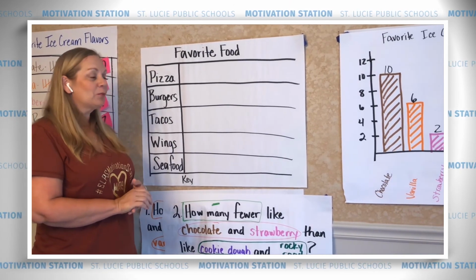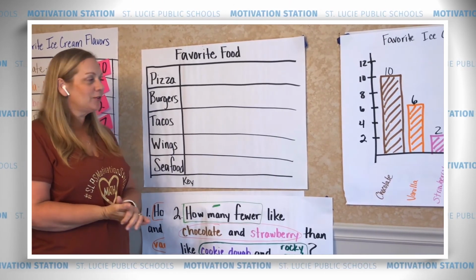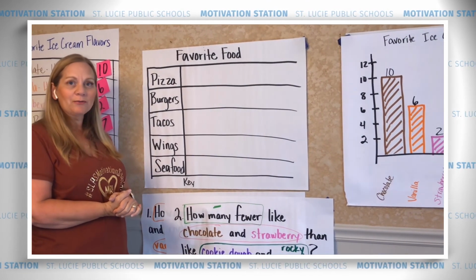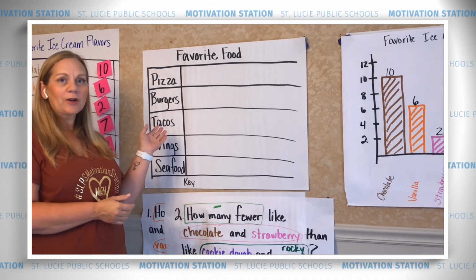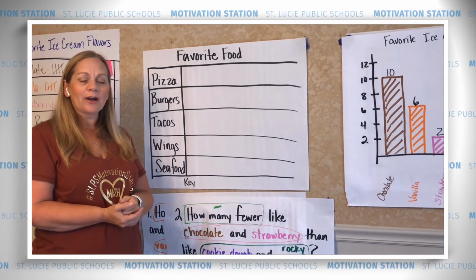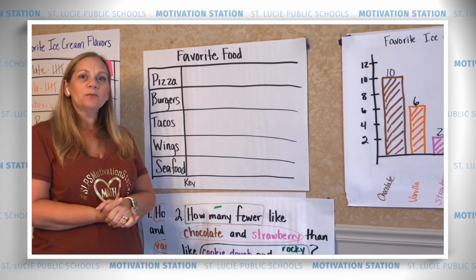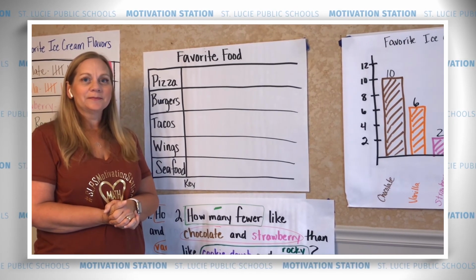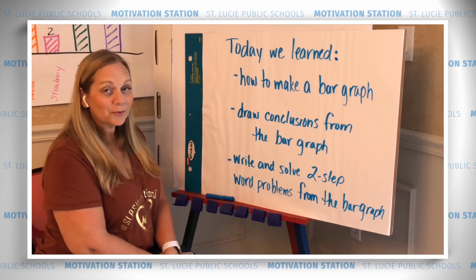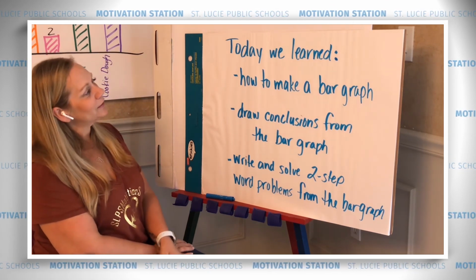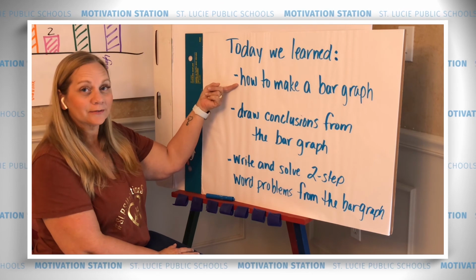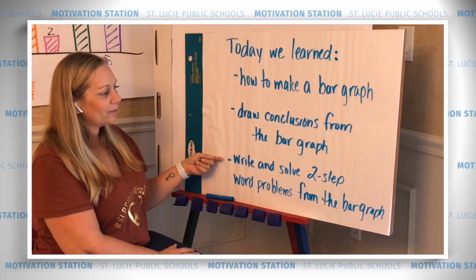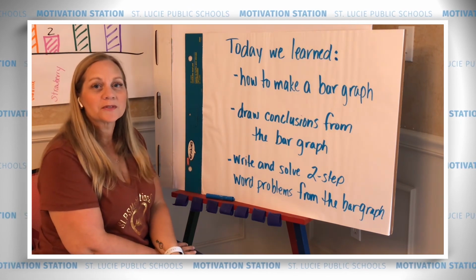Don't forget, you can practice making your own bar graph using the same data that you gathered on your family and friends' favorite food. You can turn your picture graph or your tally graph into a bar graph and then try writing some 1 or 2 step word problems from that graph. So let's review what we learned today. We learned how to make a bar graph, how to draw conclusions from the bar graph, and how to write and solve 2-step word problems from your bar graph.